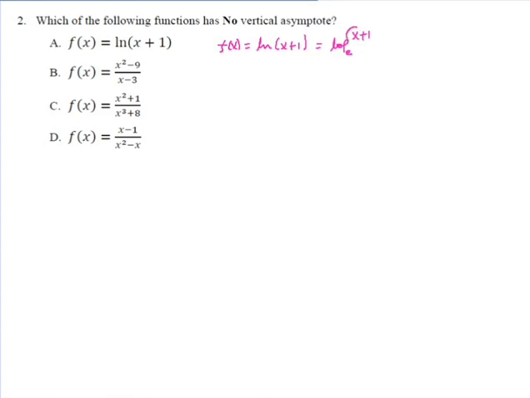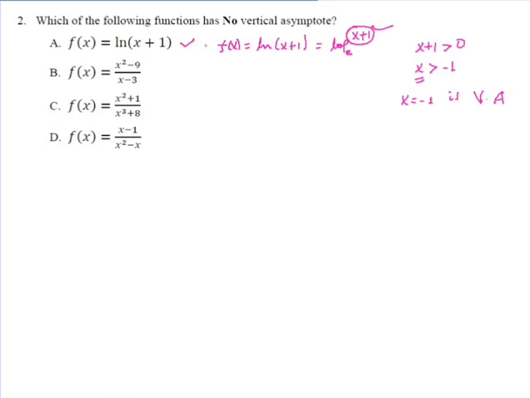Obviously, this logarithm is defined for x plus 1 positive. That means x plus 1 should always be greater than 0. So x must be greater than minus 1. It can't touch x equal to minus 1. Therefore, for this logarithmic function, x equals minus 1 is a vertical asymptote. So the first function has a vertical asymptote.